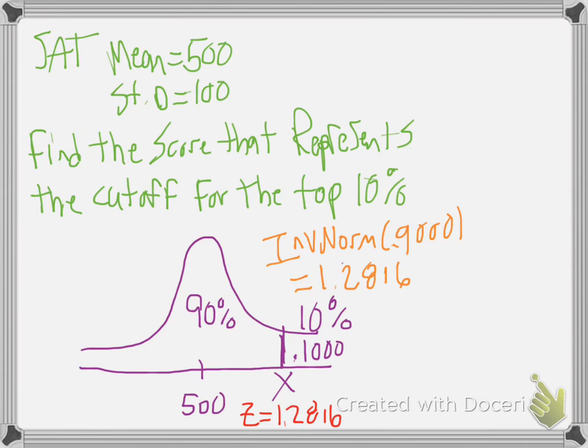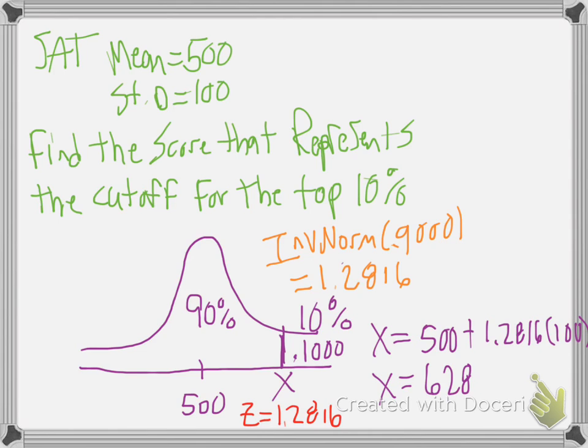So to find the x, once again, we go through our formula. X is the mean, which is 500, plus the z-score, 1.2816, times 100, the standard deviation. Plug that in, and we get 628.16 as the score. So if you score above 628.16, you are in the top 10 percent. That is the cutoff for the top 10 percent, this answer, the SAT score.